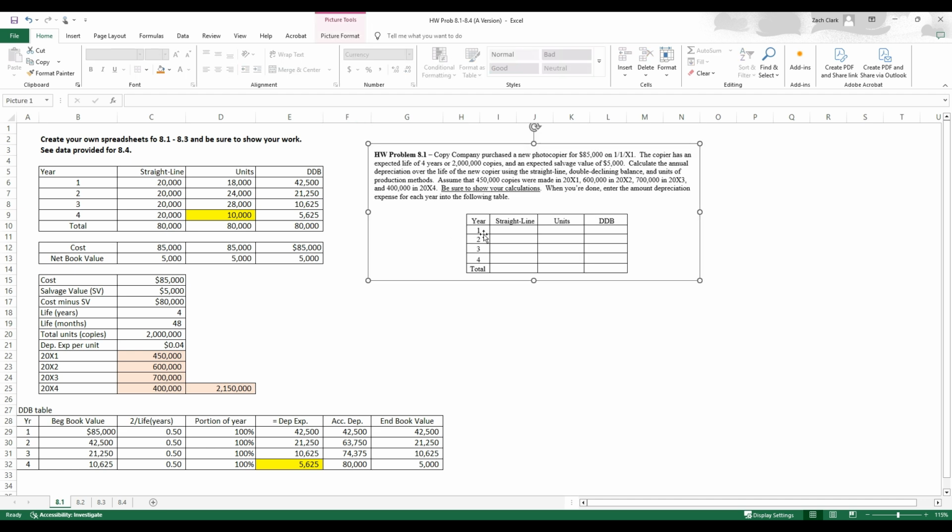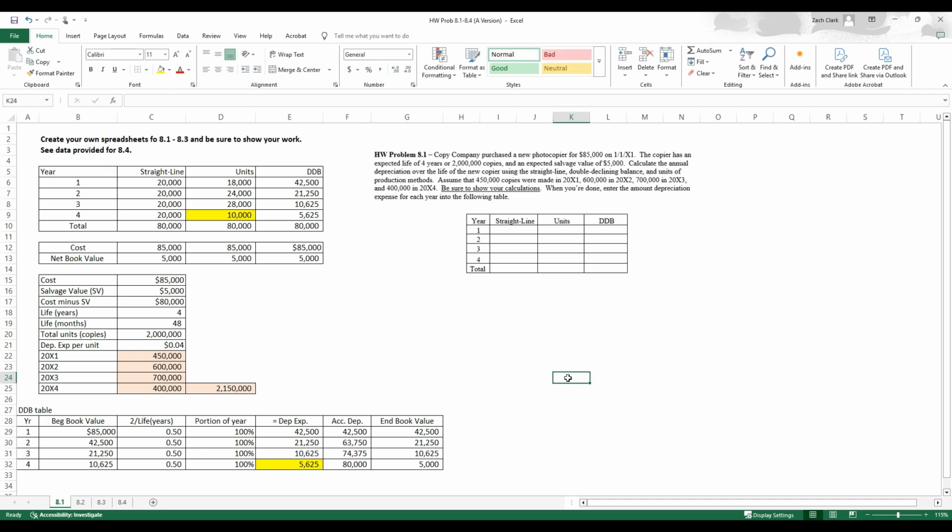It's a little bit of just extra expounding on what's happening here, but that is problem 8.1. I think that was, yep, that's all we need to do.